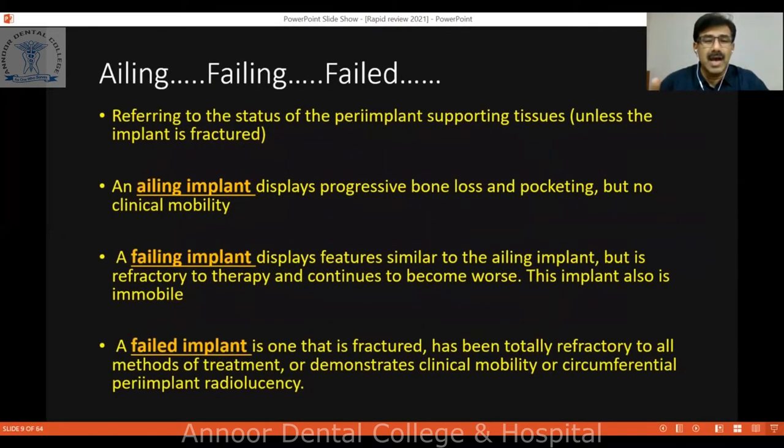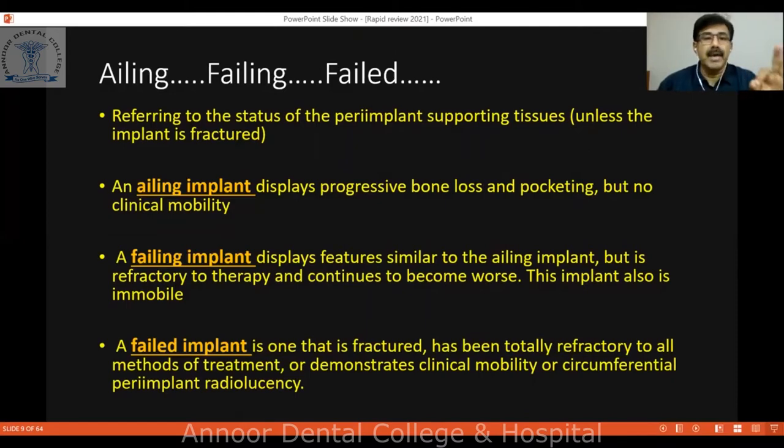Now, with regard to the status of the implant and the supporting tissues, there are three terminologies. Commonly, these terminologies are asked in short answers as well as in your viva. So that is why we are going to discuss them. The three terminologies are: what is an ailing implant, what is a failing implant, and what is a failed implant.